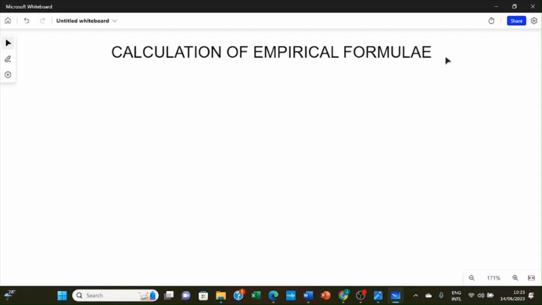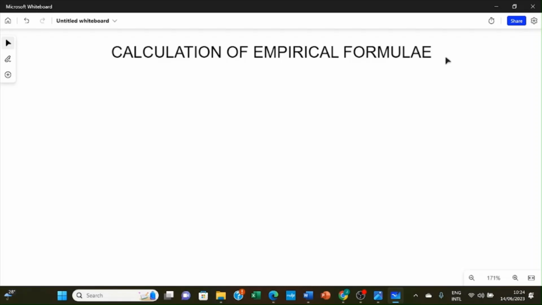So you'll be given the mass or you'll be given the percentage composition by mass, and you also need the relative atomic masses of each of the elements. So you need two major things. One, either the mass or the percentage composition by mass of each of the elements. Then you need the relative atomic masses of each of the elements to calculate the empirical formula for any compound. You'll be given the relative atomic masses, or you can get them from your periodic table if you are not given.